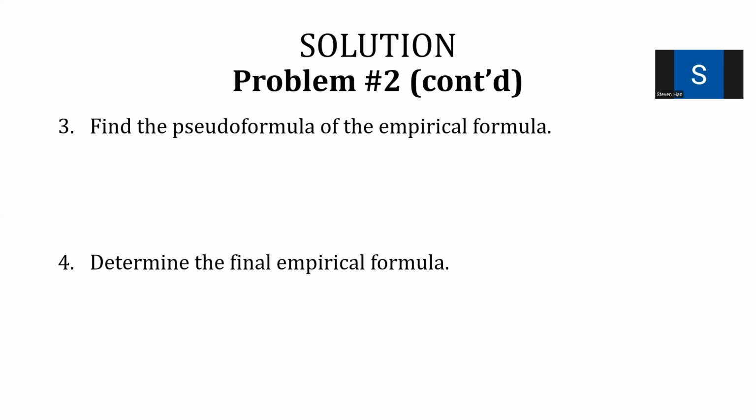Now, finding the pseudo formula of the empirical formula is done by writing the elements from most metallic to most non-metallic. The lowest amount in moles was 0.786, and once dividing all the elements' moles by 0.786, the empirical formula is CH2O.